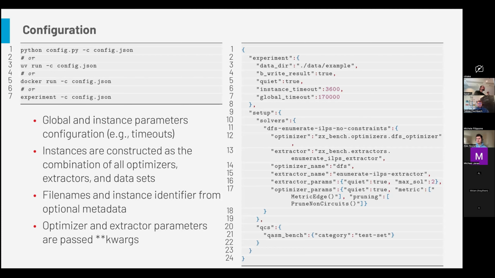extractor combinations. And if I just show the command line version, so if you look at the example folder, you can just then do an experiment -c and then run the config.json, or just directly execute the Python config.py and then add your config.json there.